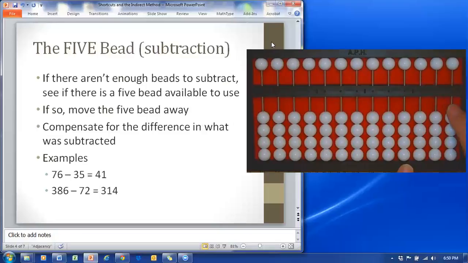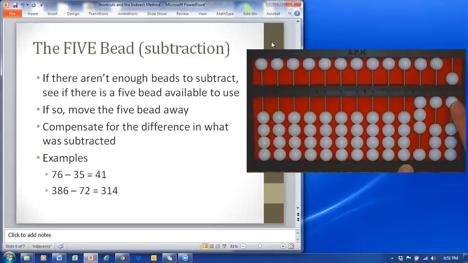The second example we will do is 386 minus 72. 3 hundreds, 8 10s, and 6 1s. This time I want to subtract 72, which is 7 10s, and 2 1s. Now notice I only have 3 beads underneath the counting bar and I need to subtract 7. So we'll subtract a 5 bead in the tens column and 2 1 beads in the tens column, for a total of 7 10s.